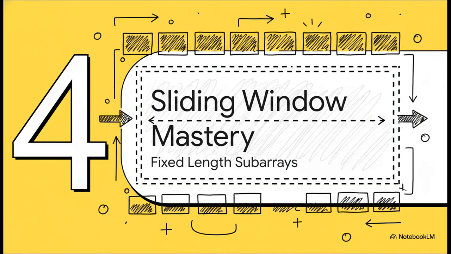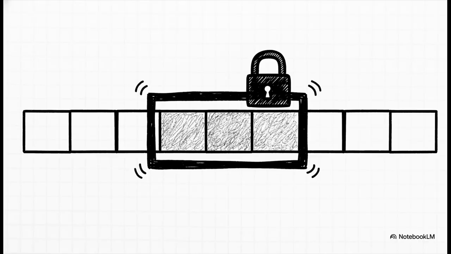All right, section 4, sliding window mastery. This is for when we're dealing with fixed length subarrays. Sometimes an interviewer will ask you to evaluate subarrays of a very specific fixed length. Let's call it K. Now, the contribution technique we just learned won't apply here, but a sliding window is absolutely perfect. For example, let's say the problem asks you to find the maximum subarray sum, but specifically restricts you to only looking at continuous segments of exactly length 3.